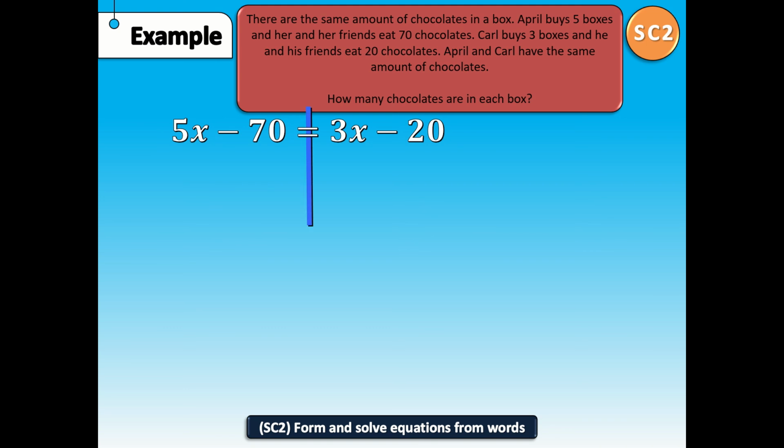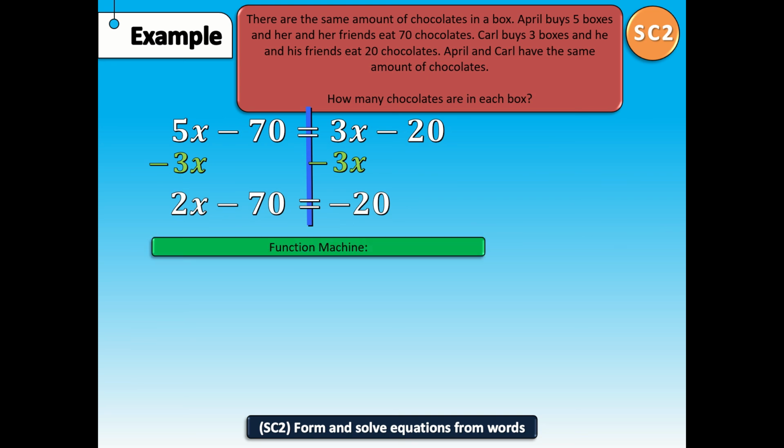So to solve this one, we look at our x's and we take away the smallest x. So we take away 3x from both sides, because 3x is smaller than 5x. So we take 3x off both sides. That leaves us with 2x minus 70 on this side and minus 20 on this side.